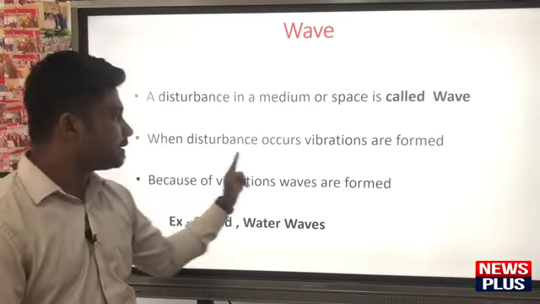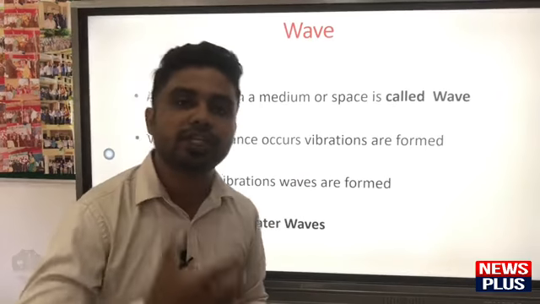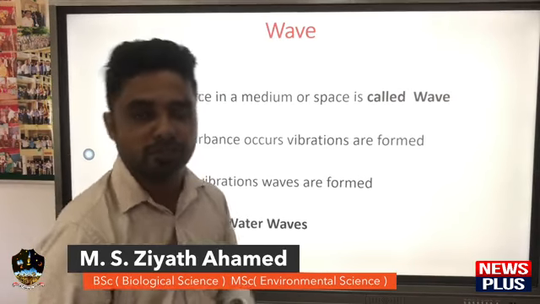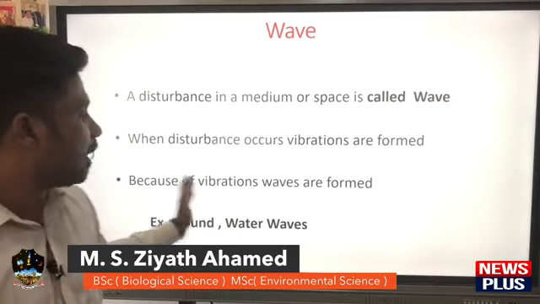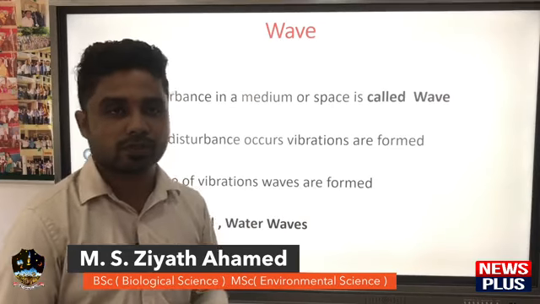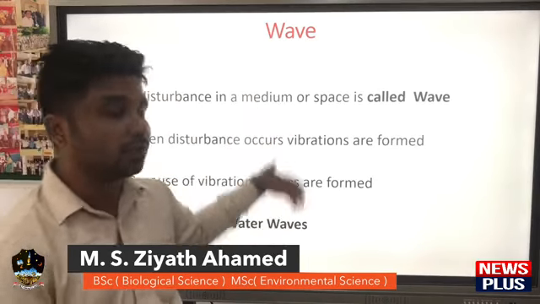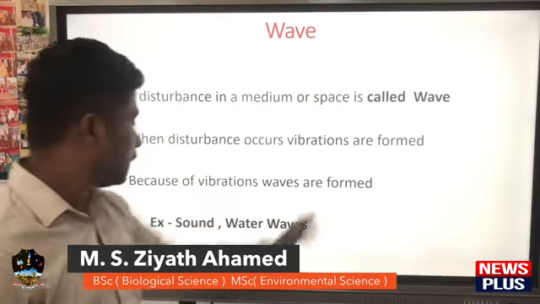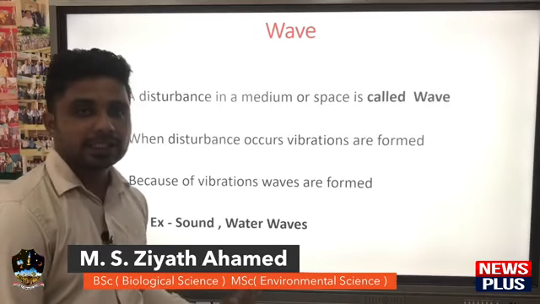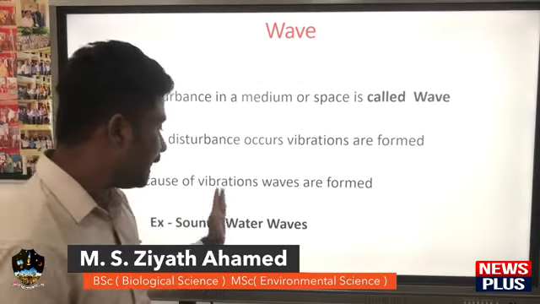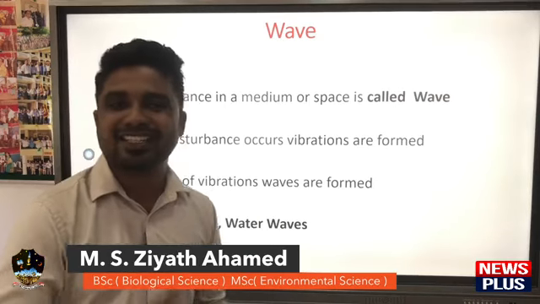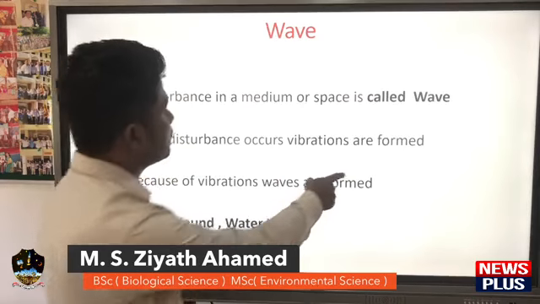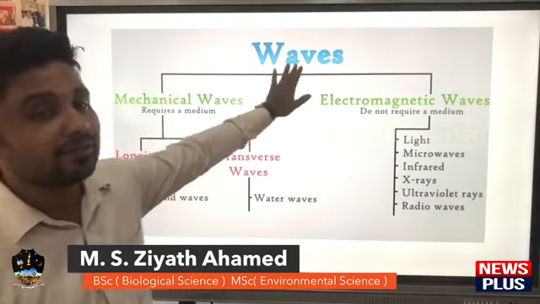Another thing, when disturbance occurs, what happens? Vibrations are formed. Another term for disturbance is what? Vibration. Because of vibrations, waves are formed. So what you have to know before you study these waves is what is wave. For example, sound is a type of wave, and water wave. These are really simple examples for waves.